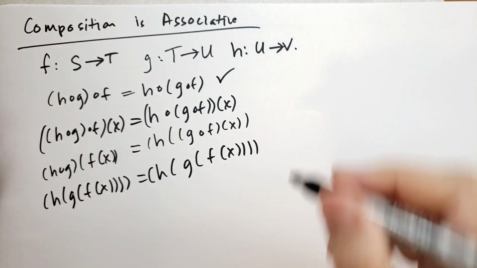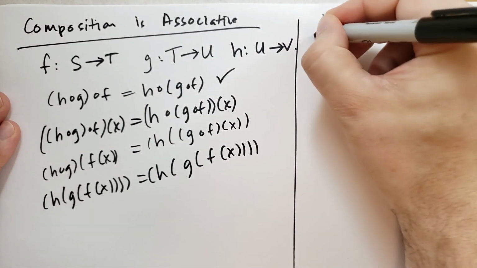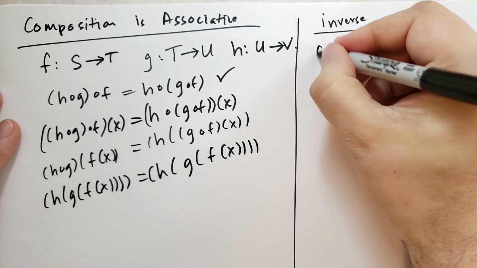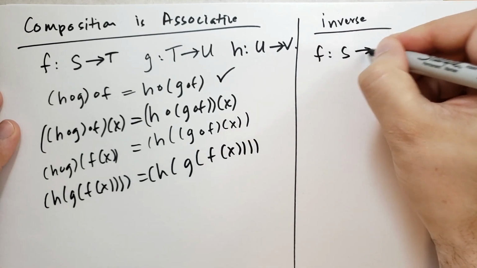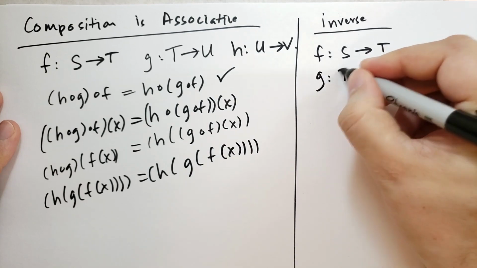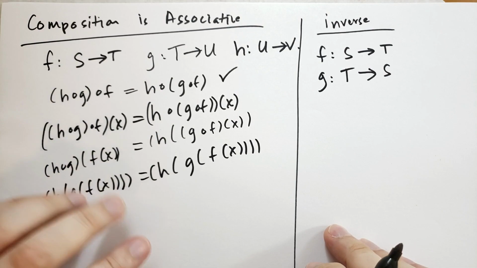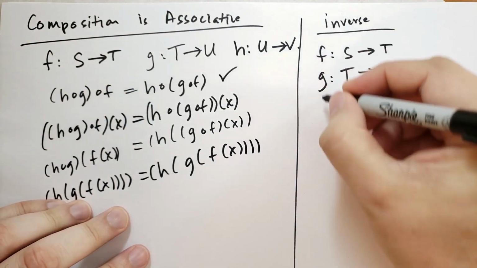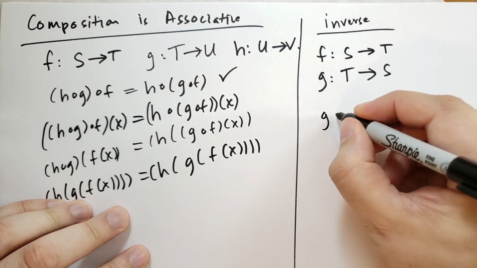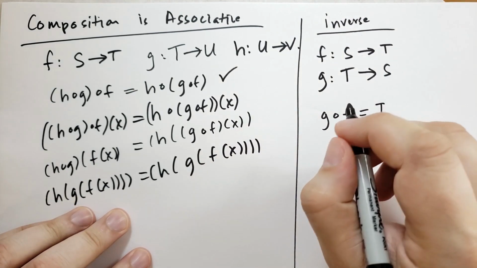Suppose that we had an inverse. So we're going to talk about inverses now, okay. So we have F, which takes elements of S and applies it to T, and then we have G, which takes elements of T and brings them to S. Now, the nice thing about these two things is when we compose them together in this way, we get back the identity.